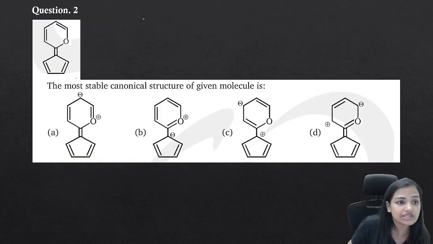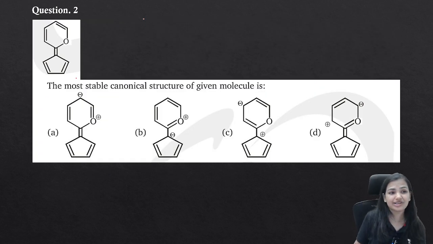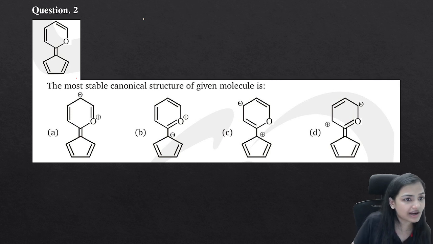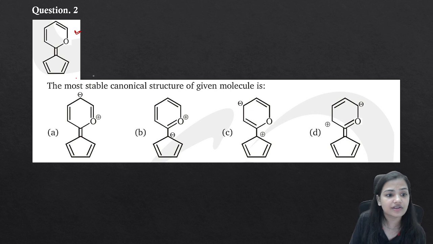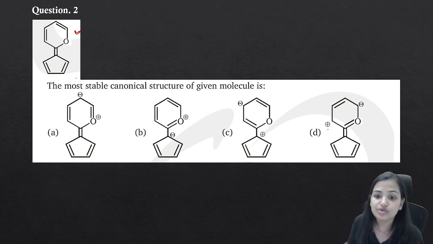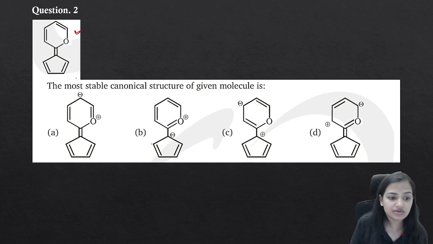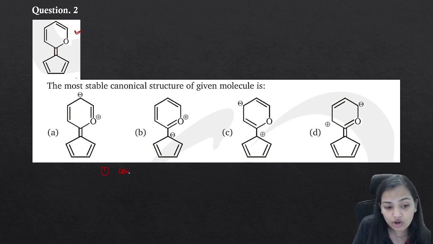Now we do have question number 2, and in question number 2 you have this molecule, and the question is saying most stable canonical structure of the given molecule. So all these are the canonical structures or the resonating structures. So out of all this, which is going to be the most stable? So first of all, what we have to see, of course they are not neutral. Okay, so the first point is, if not neutral, at least find their octet.